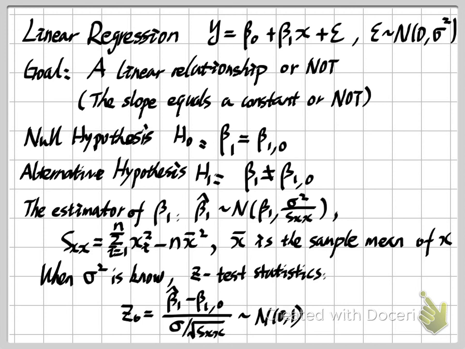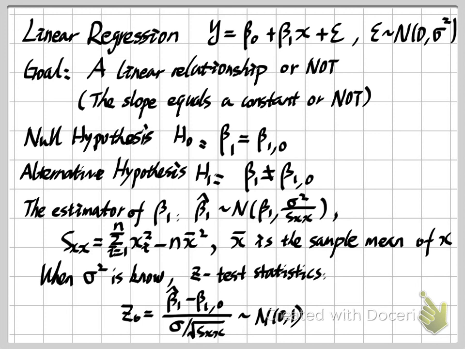When we claim the null hypothesis is true, we plug beta 1, 0 into our numerator after the minus symbol, and then divide by the standard deviation. This is the square root of our original normal distribution variance, so it becomes sigma divided by the square root of our S_XX. This becomes a standard normal distribution with mean 0 and variance 1.